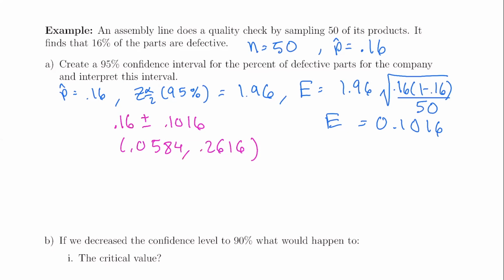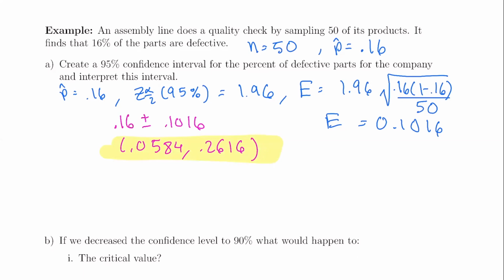All right. So for this one, I'm going to show you how to do it with the calculator. For our final answer, it should always be the two numbers, not the 0.16 plus or minus 0.1016. Yes, correct. It should always be this value underneath. Got it.